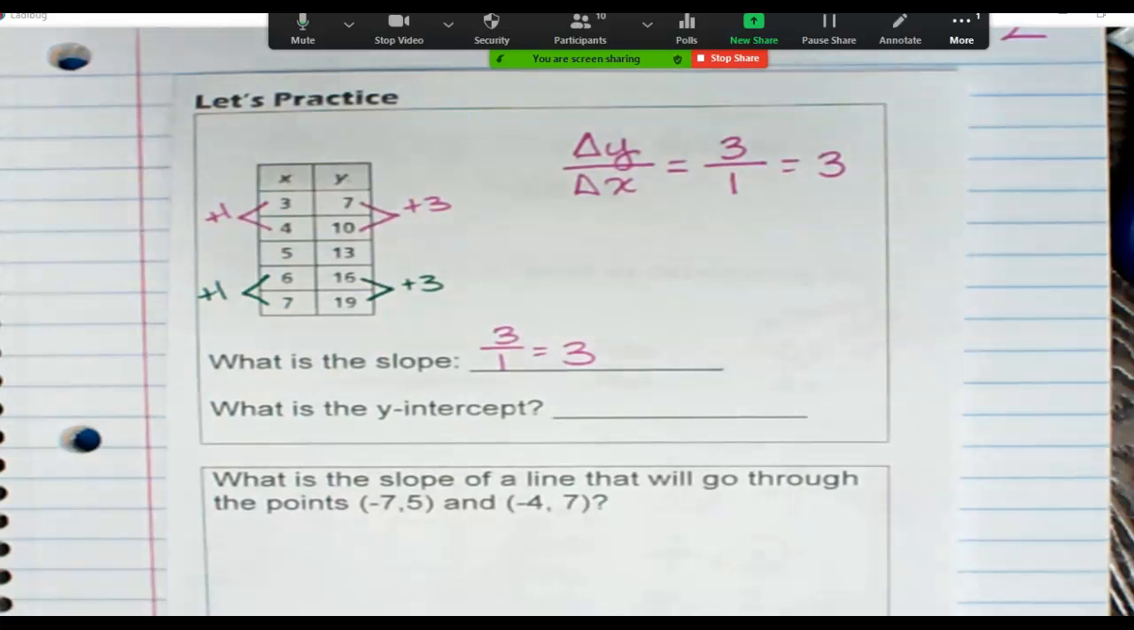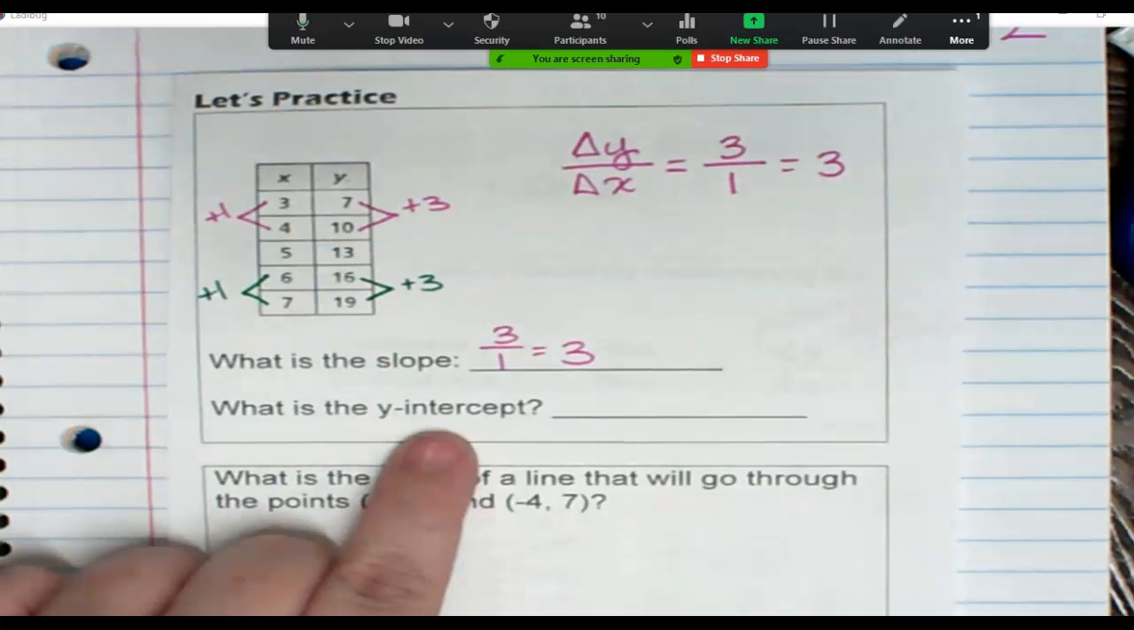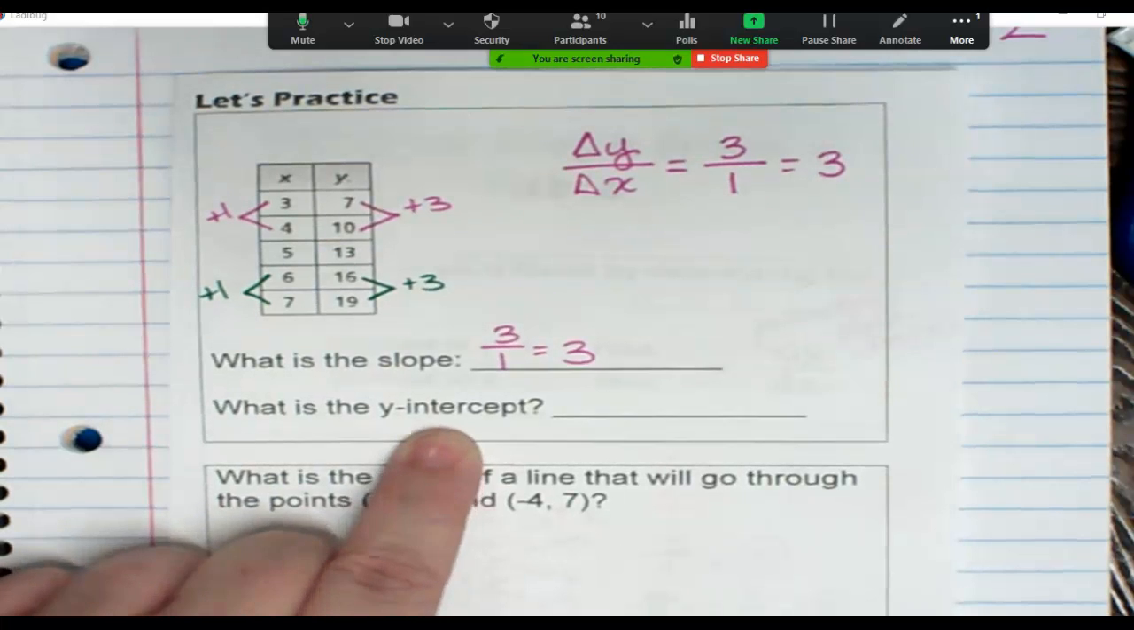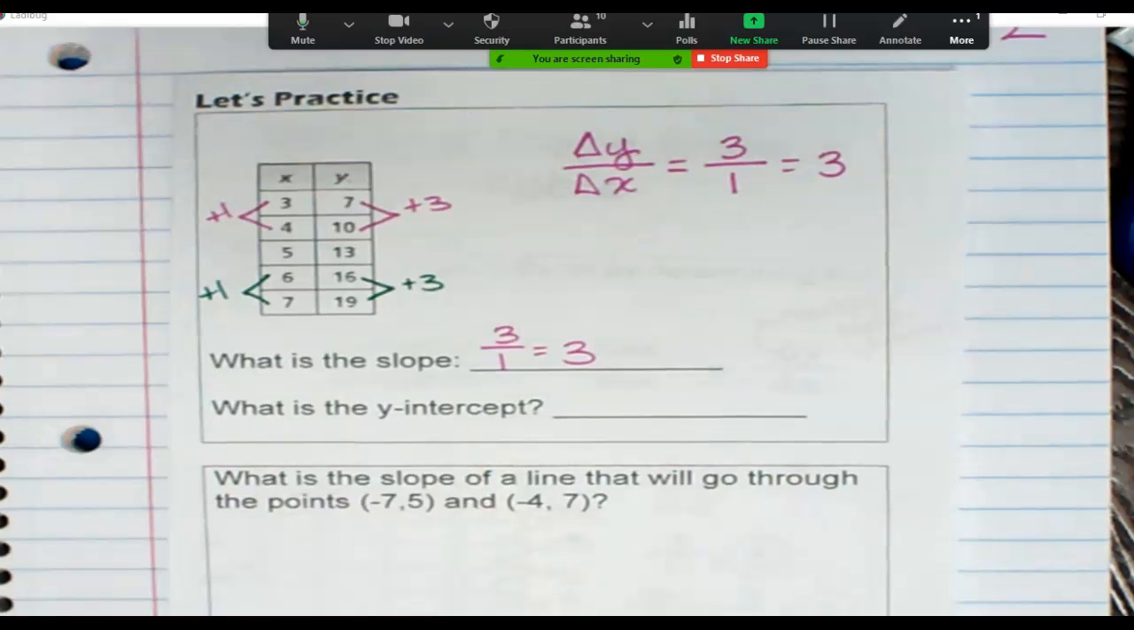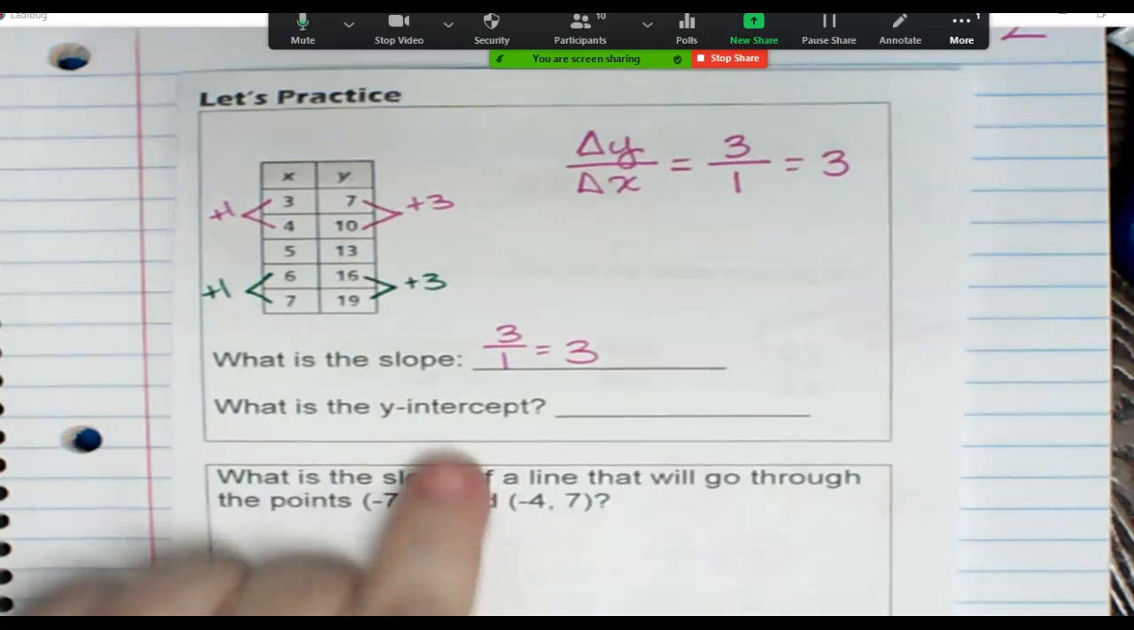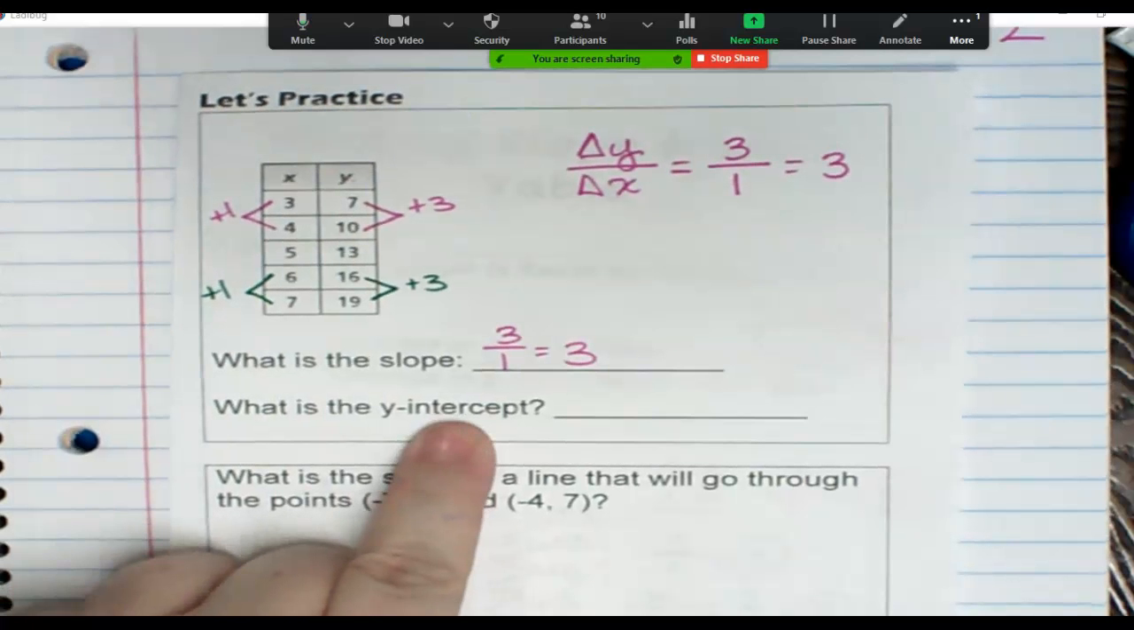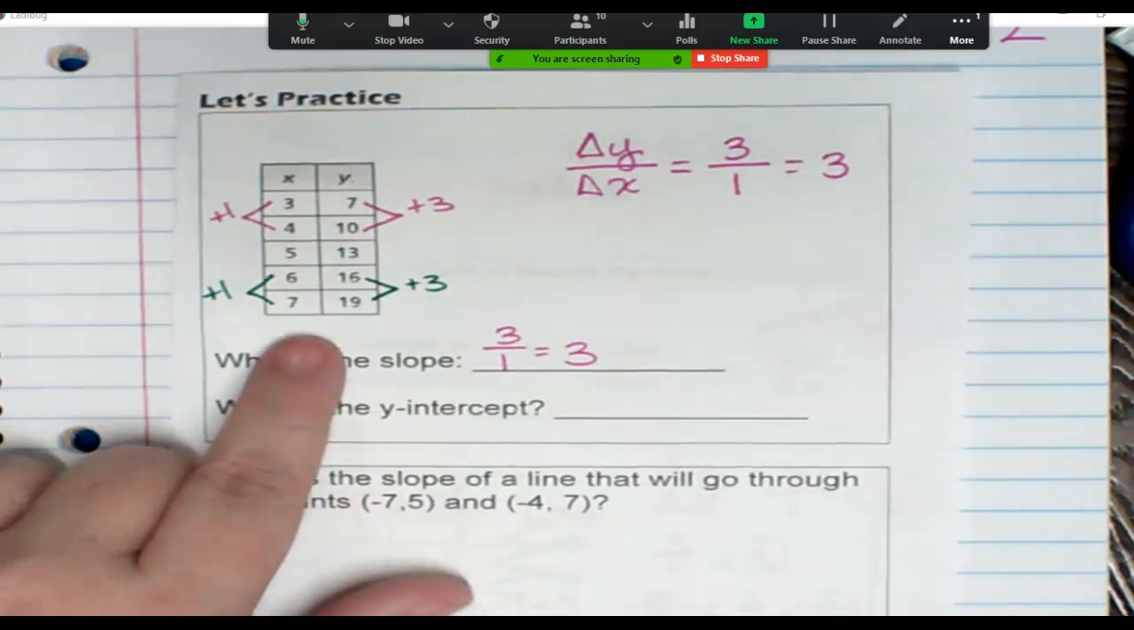Okay? What about the y-axis? You mean the y-intercept? Okay, that's what we're getting to now. So, how can we find a y-intercept? What does it mean to be a y-intercept? A 0 in the x value. Good. Well, I don't have a 0 here. What do you think?